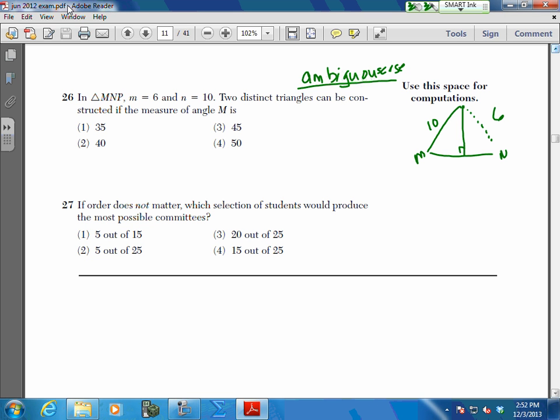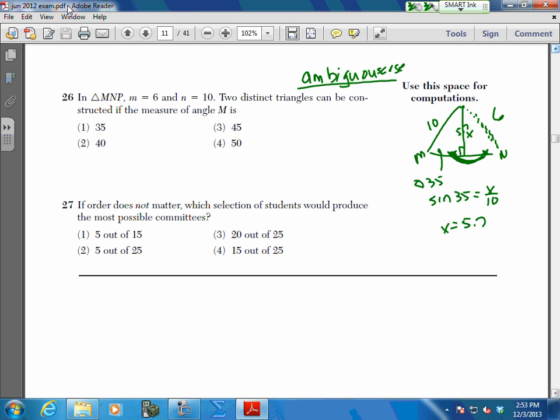I want to know how high my altitude is. Remember, this side has to swing. If it falls like this, then I could make 2, depending on what my altitude is. So I'm going to take a look at my first angle, angle 35, if I put 35 in here. And I'm going to find out the height of this. This is a sine function. And I can find this out to be 5.7. If I notice this is 5.7, I notice 6 is larger than 5.7. So it's going to swing and make me 2 triangles.